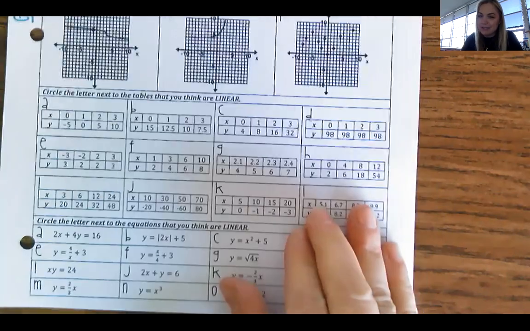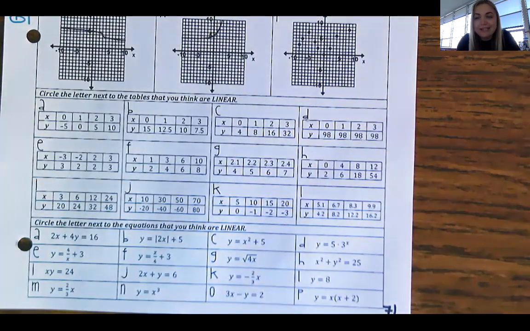Okay, now you are going to look at these tables. Now the table is not quite as obvious, but I would like you to just take your best guess. Hopefully you're using pencil on this first part because if you have to fix your answer, we'll do so in just a moment. But I would like you to circle the letter next to the table that you think are going to be linear based on whatever you see in the table. So push pause, circle any of the ones that you think are linear.